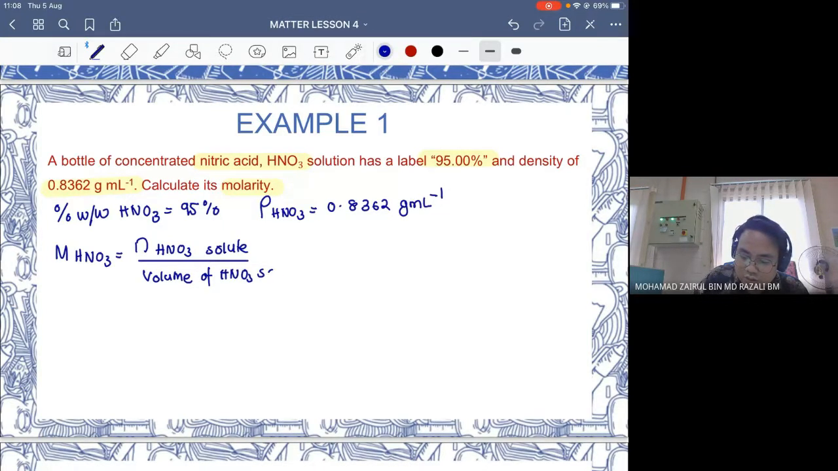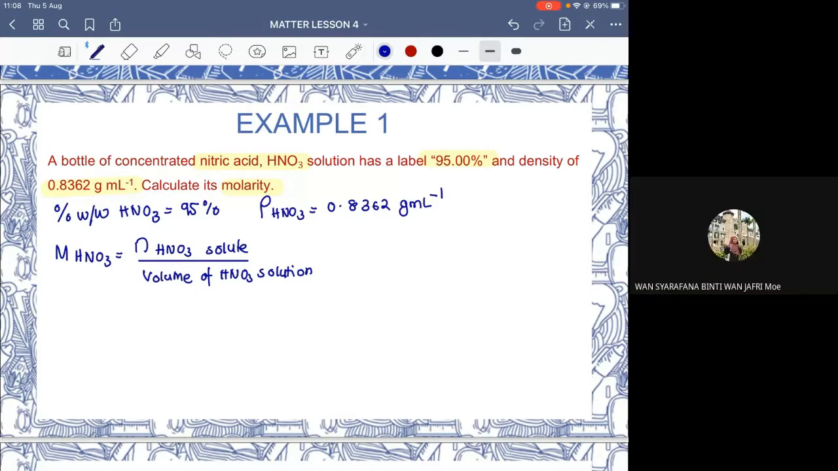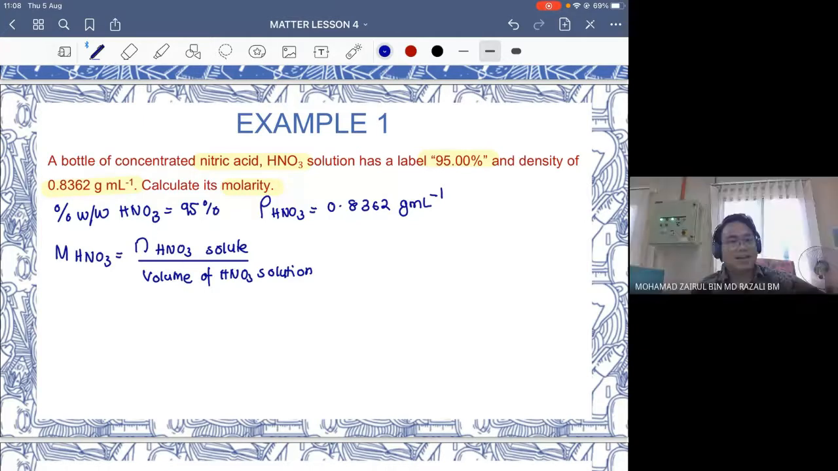Okay, so volume of HNO3 solution. Kalau kita tengok, boleh tak kita directly cari molarity nitric acid ni? Based on information given in the question, boleh tak kita direct cari dia? Boleh tak? Tak boleh sebab tak ada volume. Okay, betul. Tak boleh sebab first tak ada volume, the second one tak ada mole. So, in the question given percentage by mass and density.